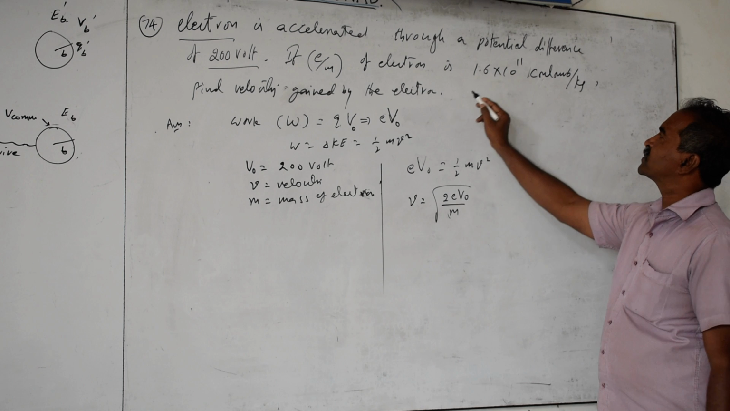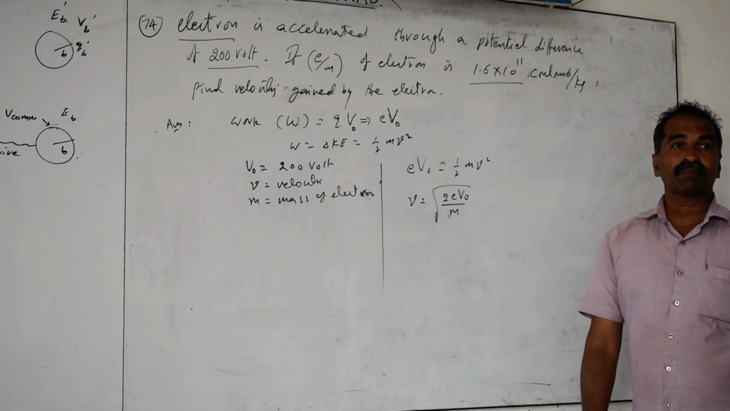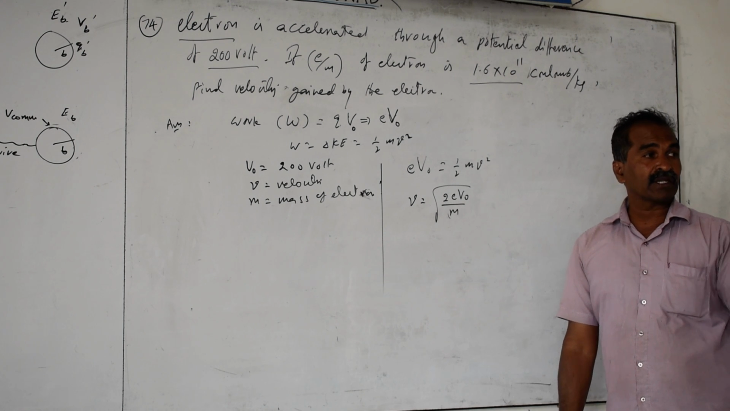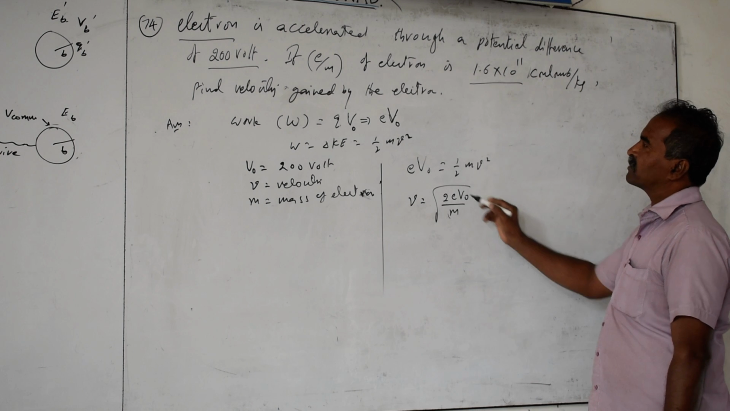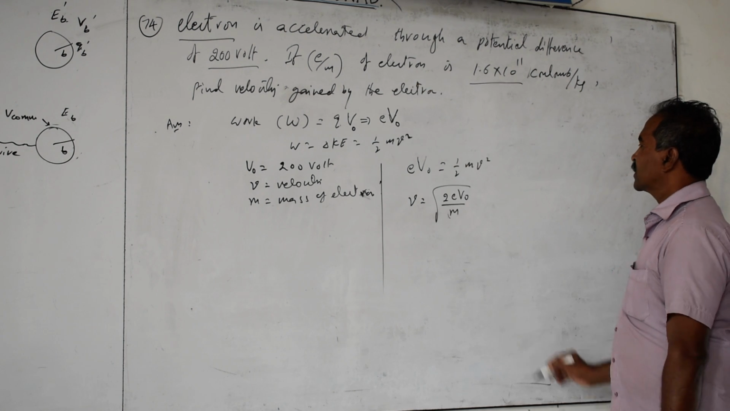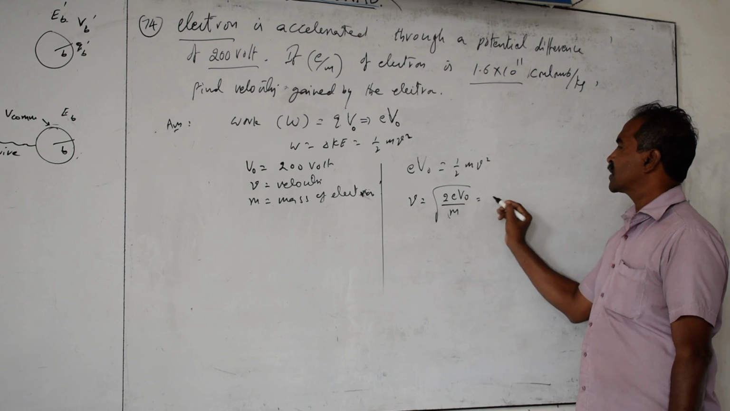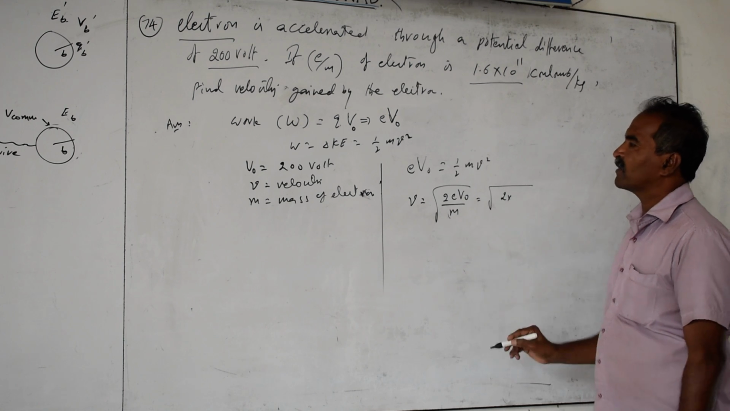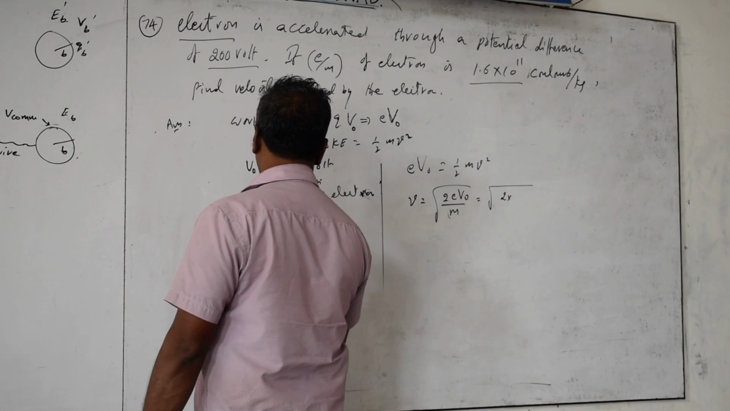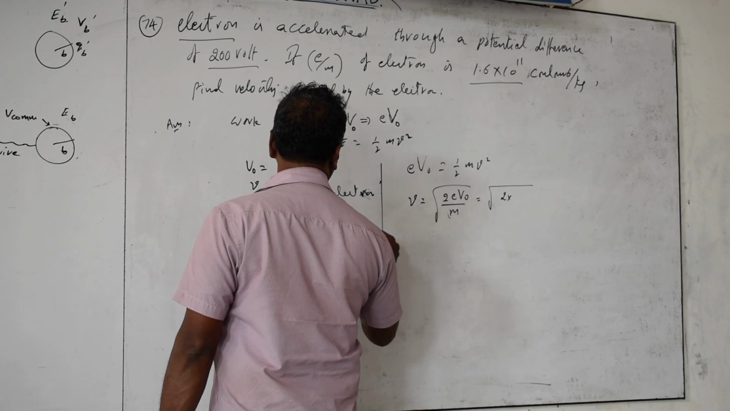What is e by m? Specific charge is 1.67, but 1.6 is actually the value; whatever value is in the question, you have to use that. 10 to the power of 11 coulomb per kg, because it is charge by mass. You need to remember the specific charge of the electron, but here the proper value is given, so use that. v is equal to under root of 2 into e by m, substituted. What is the e by m value? e by m is 1.6 into 10 to the power of 11 coulomb per kg.